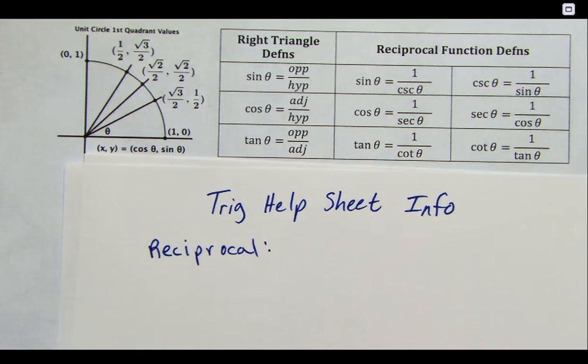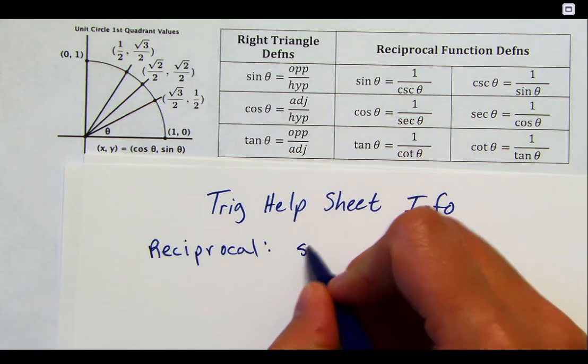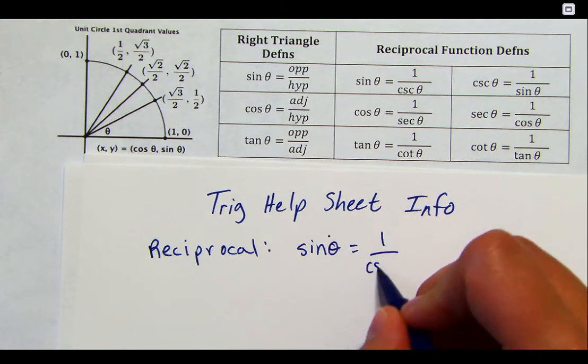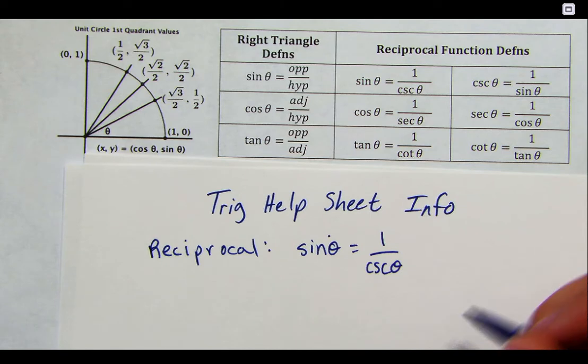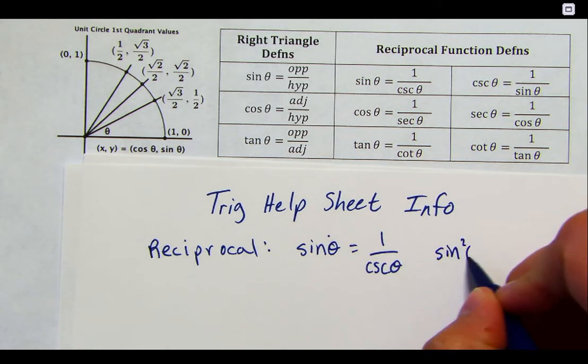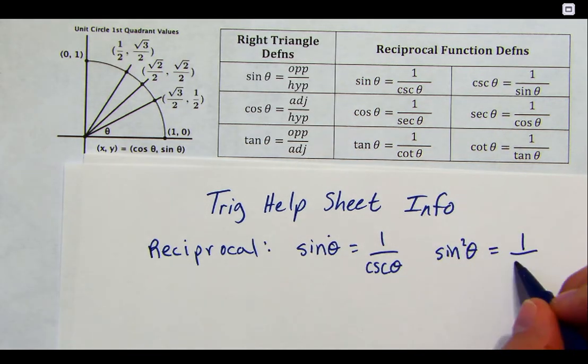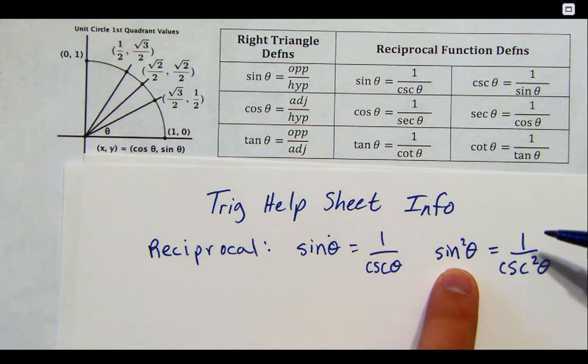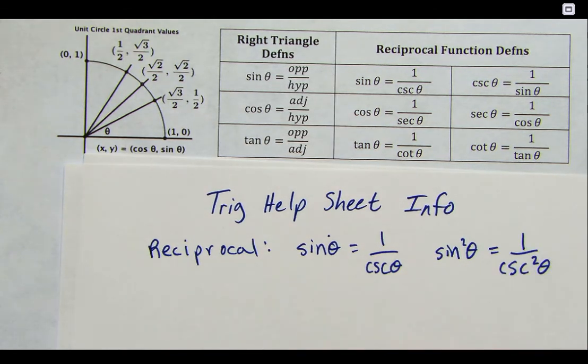So I'm just going to do reciprocal. If I have sine theta equal to 1 over the cosecant of theta, I can also assume that sine squared theta would be equal to 1 over the cosecant squared theta. Or if I had sine cubed theta, then its reciprocal would be 1 over the cosecant cubed theta. So we're allowed to make that assumption for all of these. Okay. So we just want to make sure that we're keeping the power.